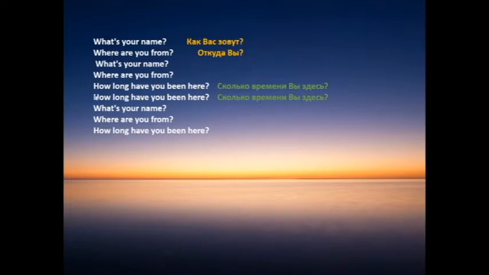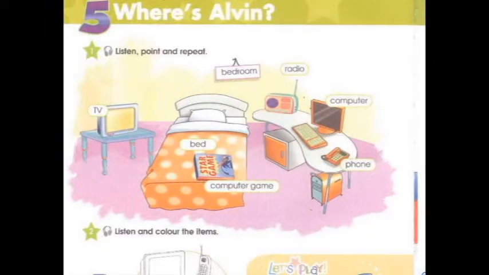Boys and girls, we begin our walk. Open your books, please. Page number 4. Where's Elvin? Exercise number 1. Listen, point and repeat. What color is his phone? Какого цвета его телефон? Послушайте, покажите и повторите. Bedroom. TV. Bed. Radio. Computer game. Computer. Phone.